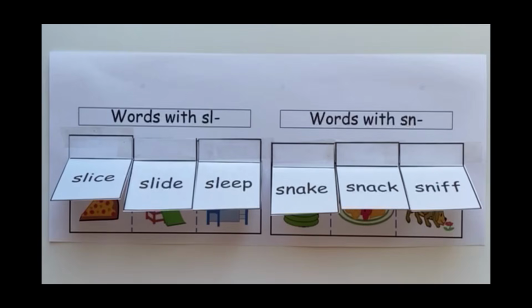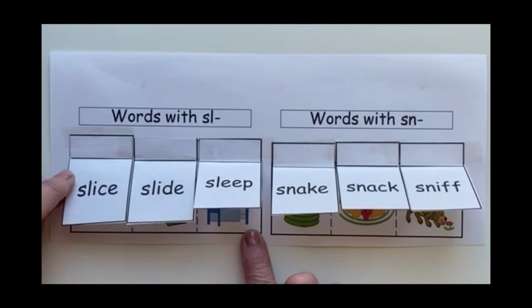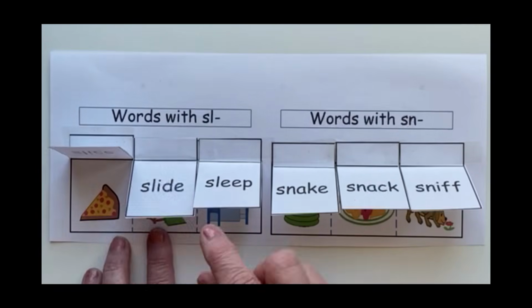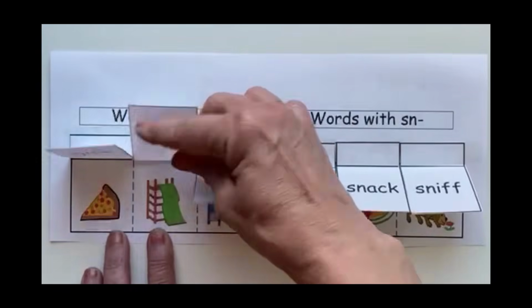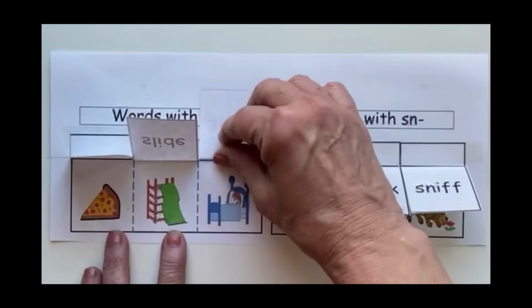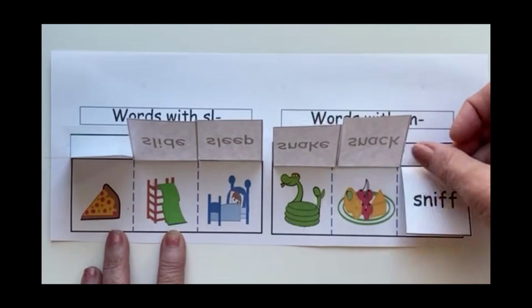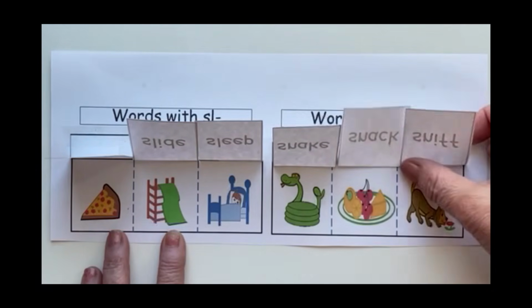Now let's look at a completed example. We have all of the words on top of the pictures. This is slice, slide, sleep, snake, snack, and sniff.